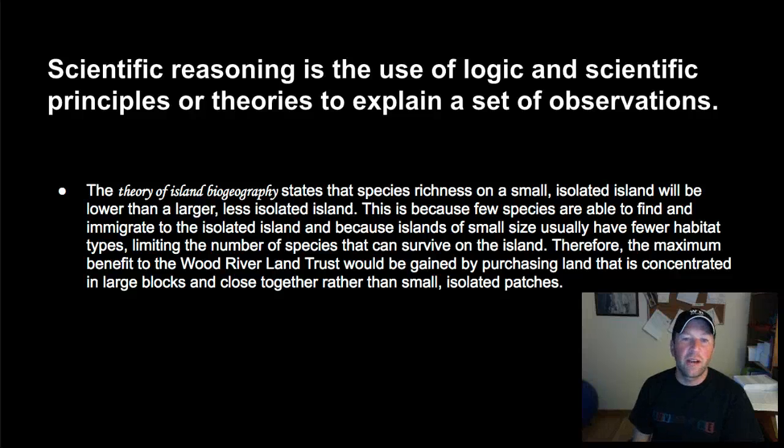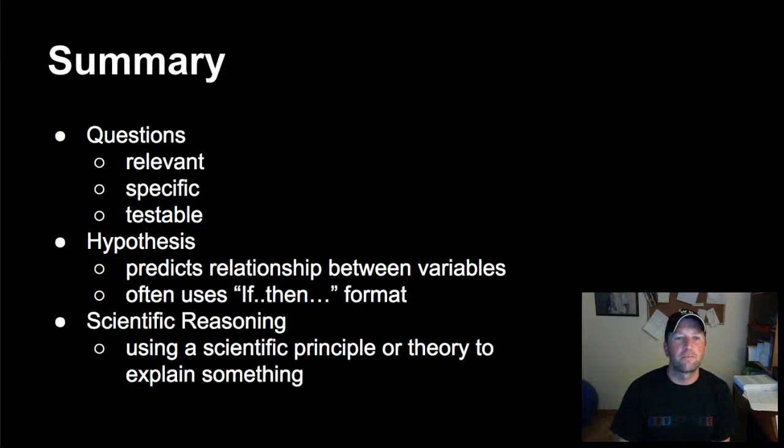So here it says the theory of island biogeography states that species richness on a small, isolated island will be lower than a larger, less isolated island. This is because few species are able to find and immigrate to an isolated island, and because islands of small size usually have fewer habitat types, limiting the number of species that can survive on the island. Therefore, the maximum benefit to the Wood River Land Trust would be gained by purchasing land that is concentrated in large blocks and close together rather than small, isolated patches. So there's my use of scientific reasoning to back up my prediction or my hypothesis.